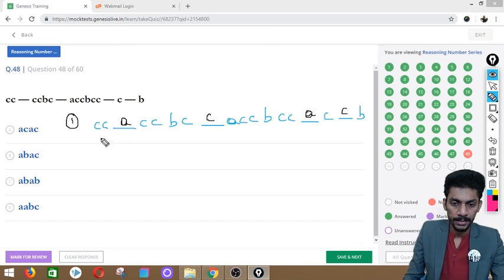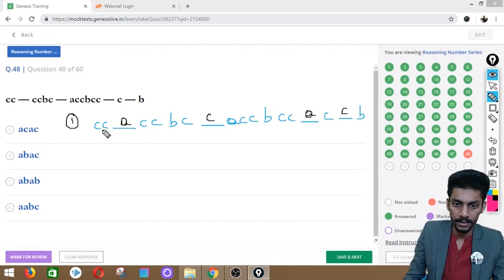Okay. CC hyphen, we can put this together, CC together, CC together. Yes, we can follow a pattern here. CC, then we have A, put this together: CC, A, CC, B, CC, A, CC, B.